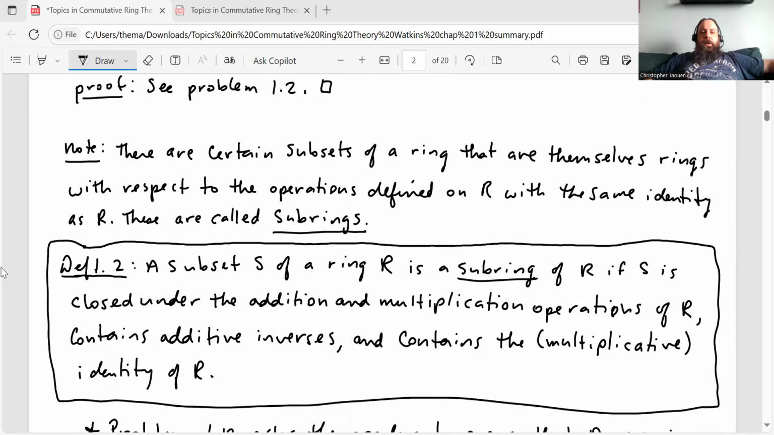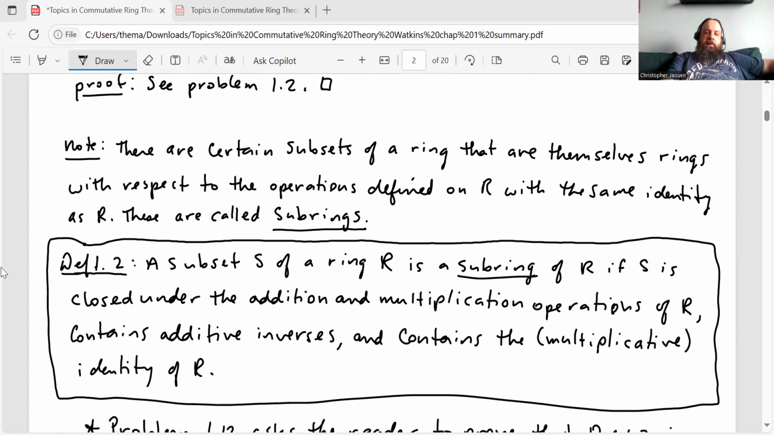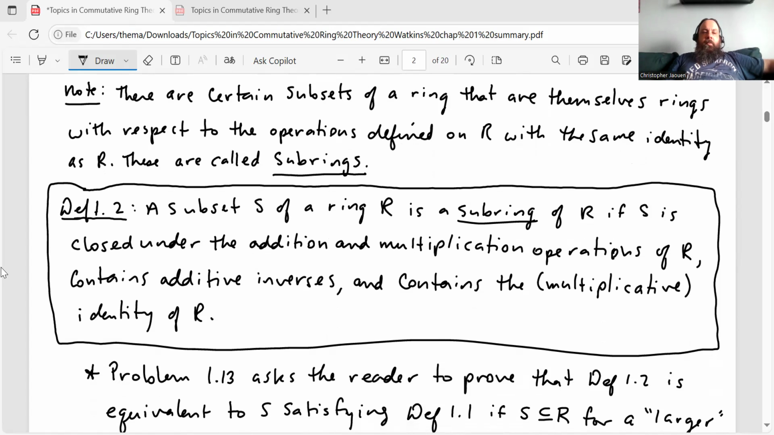Okay, just another note. There are certain subsets of a ring that are themselves rings with respect to the operations defined on R with the same identity as R. These are called subrings. So we have the definition of a subring here, which he calls definition 1.2. Intuitively, a subring is just a subset of a larger ring that is also itself a ring under the operations from the bigger ring. But if you want to prove that a subset is a subring, then you could just show these properties in this definition.